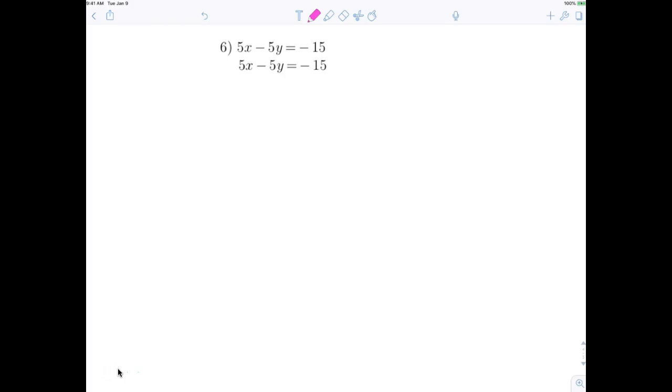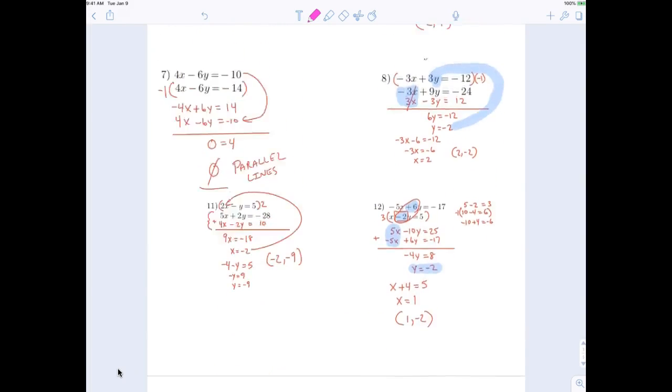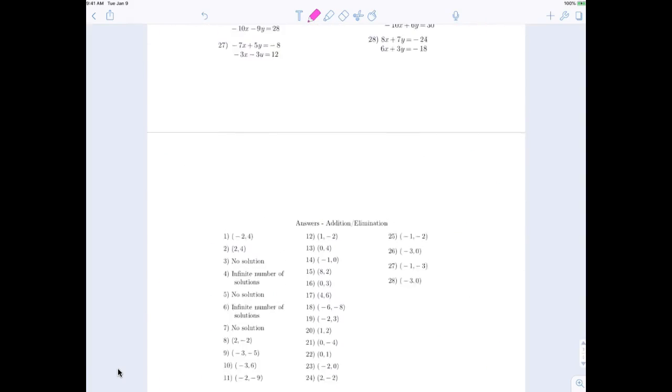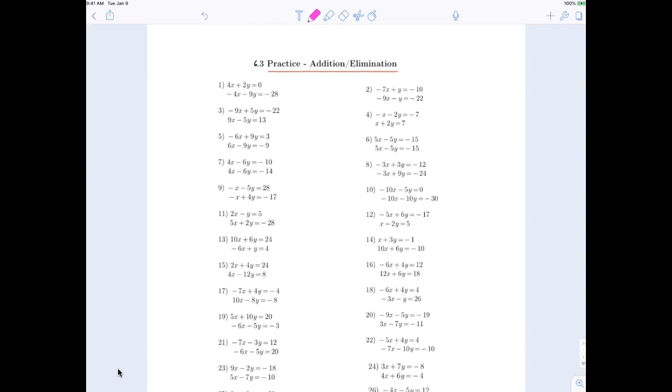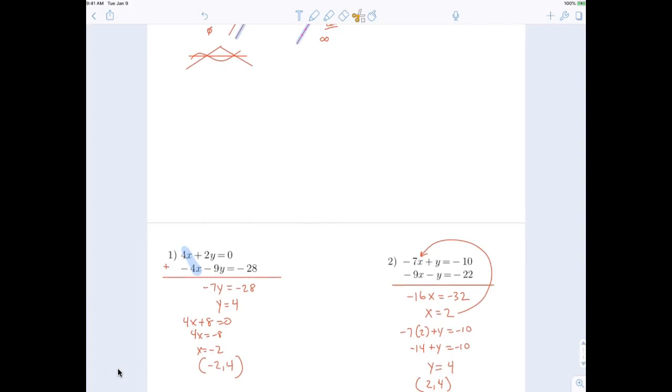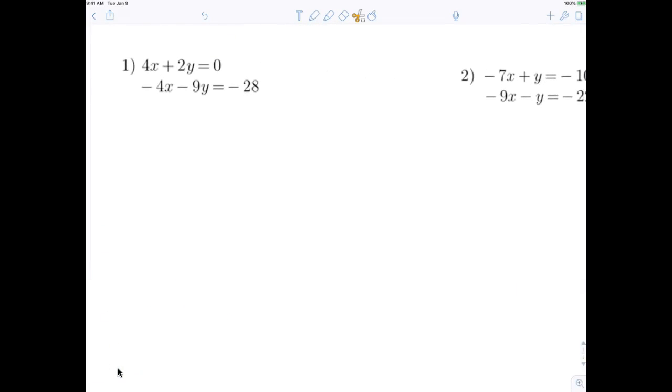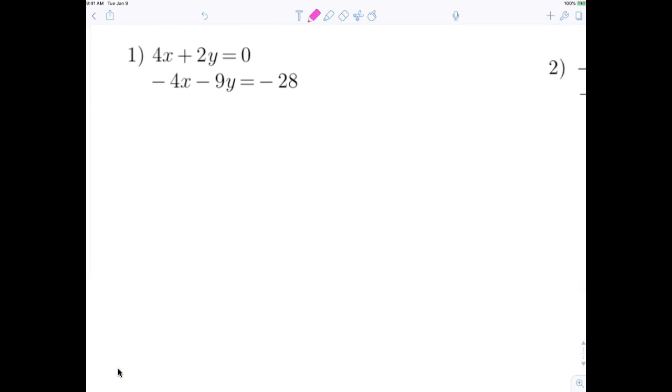Now, let's try something else. Let me look at 7 and 8. Actually, I'm going to have to grab 1 and 2 again. Sorry, we're going to have to go backwards. Let's try 1 and 2 now. All right, here we go. Now we're going to add. And look what happens when I add them.